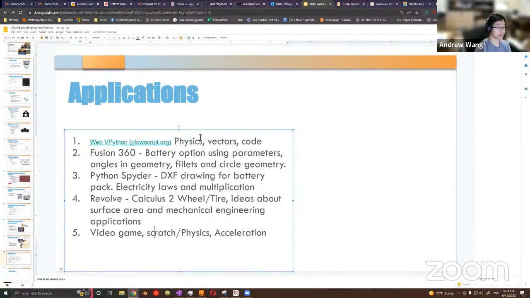All right, doesn't seem to be any questions. So let's move into our battery design.